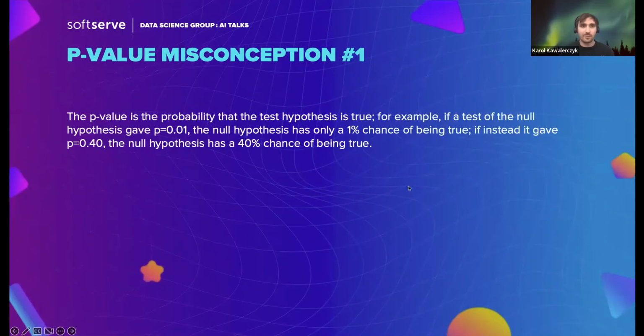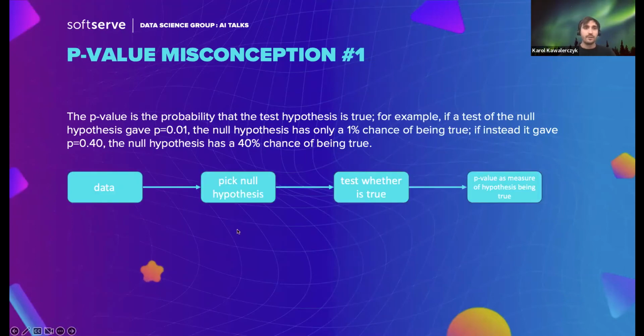Let's go to the first p-value misconception. So this was one of the questions. The p-value is the probability that the test hypothesis is true. For example, if a test of the null hypothesis gave p = 0.01, the null hypothesis has only a 1% chance of being true. Instead, if it gave p = 0.4, the null hypothesis has a 40% chance of being true. What does it say? It basically represents a situation when we have the data, we pick the null hypothesis, we run our hypothesis test, and we treat the p-value as a measure of our hypothesis being true.